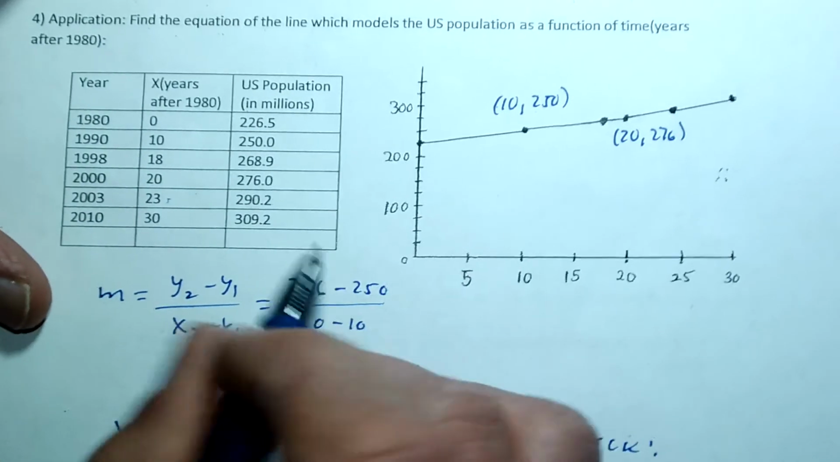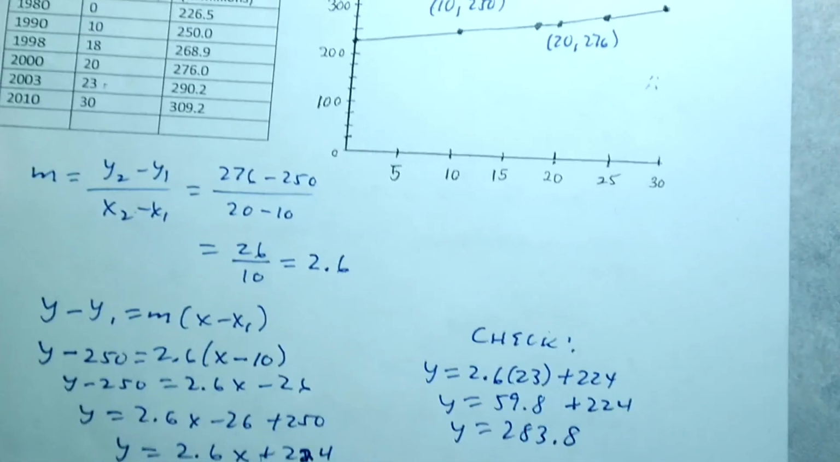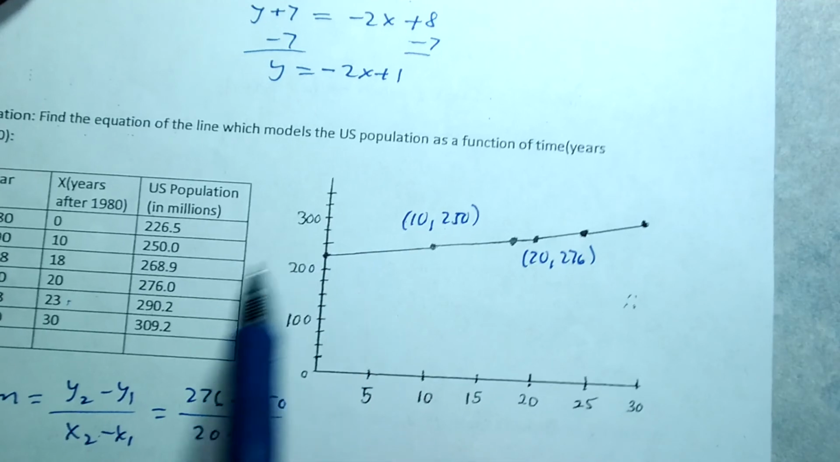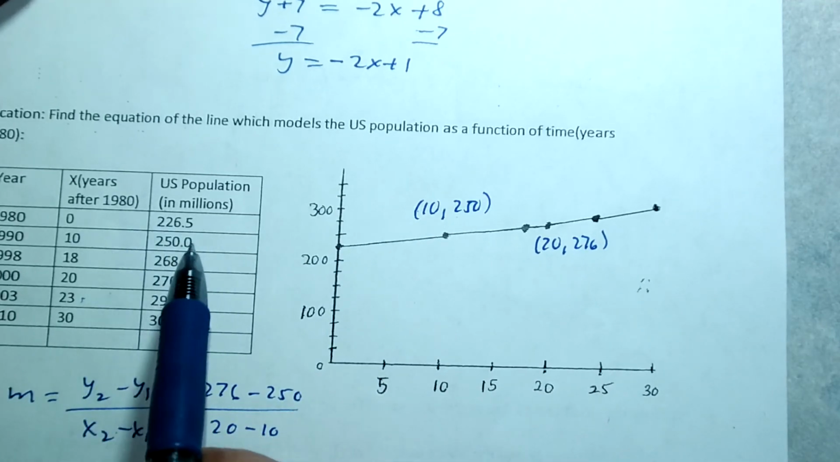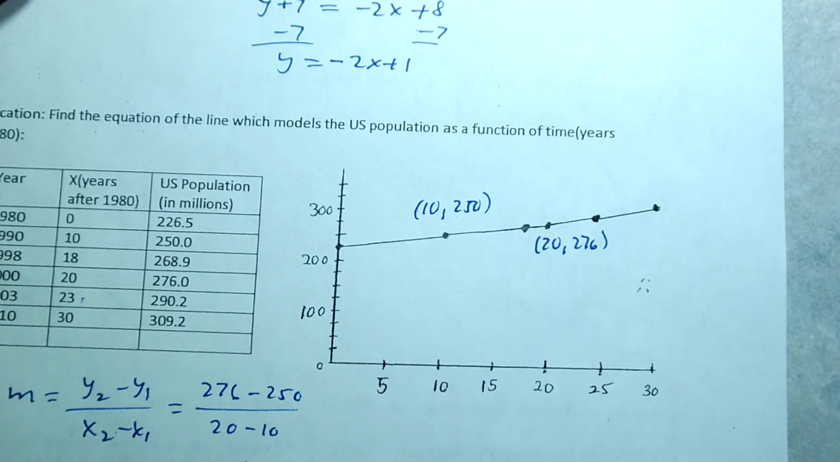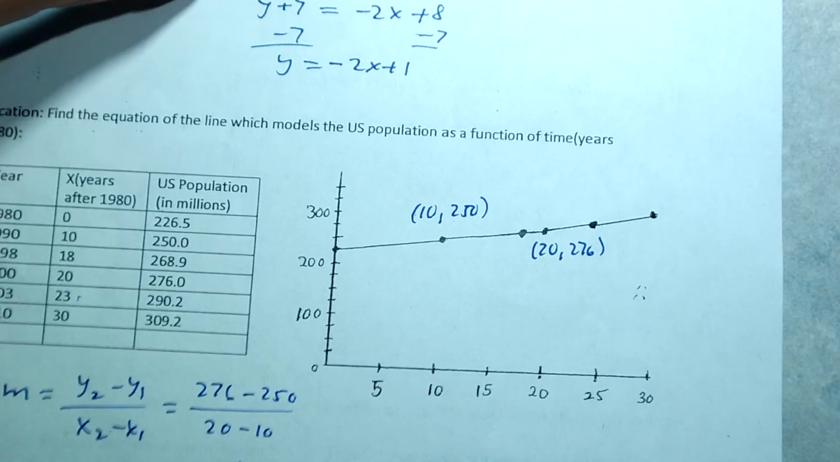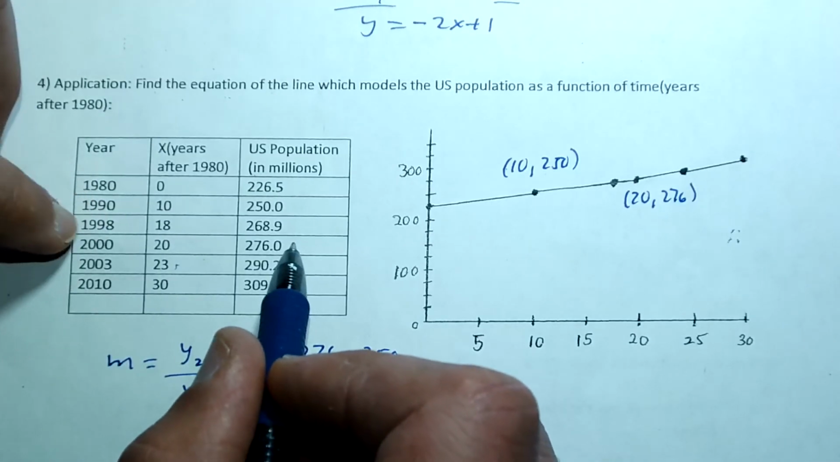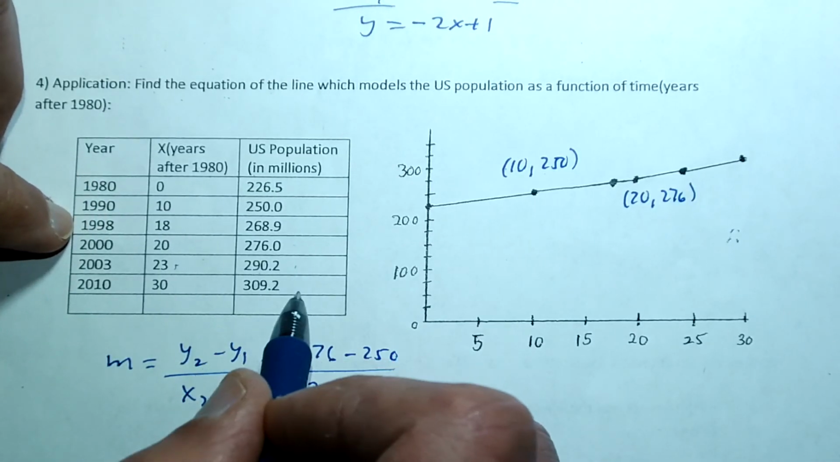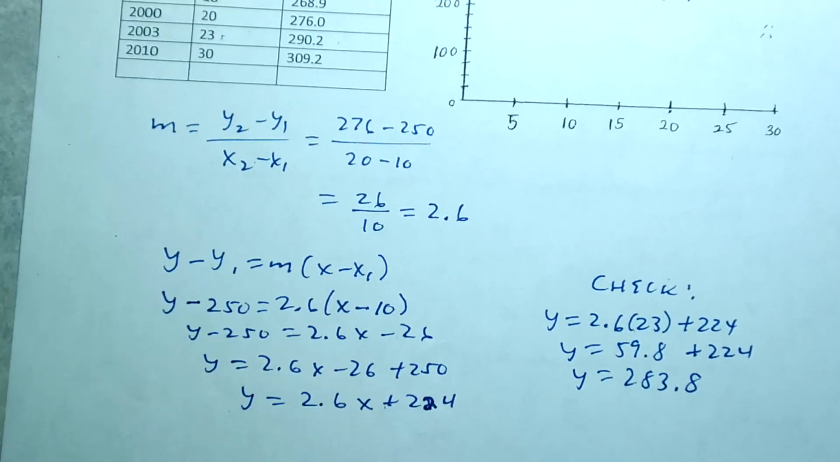Well, the actual population in 2003 was 290.2. So our model might be a little low, and part of it might be that these are actually rising slightly faster than just a constant rate of 2.6 per year. And I'm suspicious that that is happening. If we took some time, we could calculate the slope between these 2 points and these two, and probably see that there is an increasing rate. But for the sake of this video's length, we're going to go ahead and just stop there.